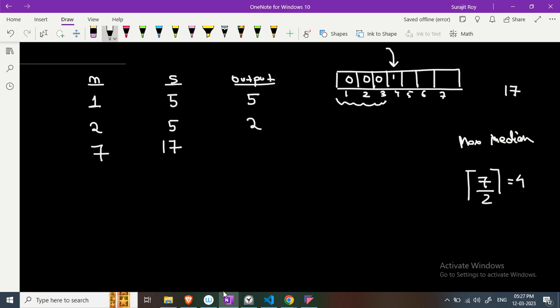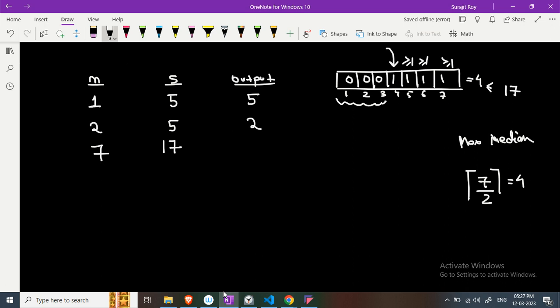So let's see what happens if the median is 1. The remaining elements can be greater than or equal to 1, because the whole array must be in sorted order to find the median. Let's suppose we take it as 1. So what is the sum?